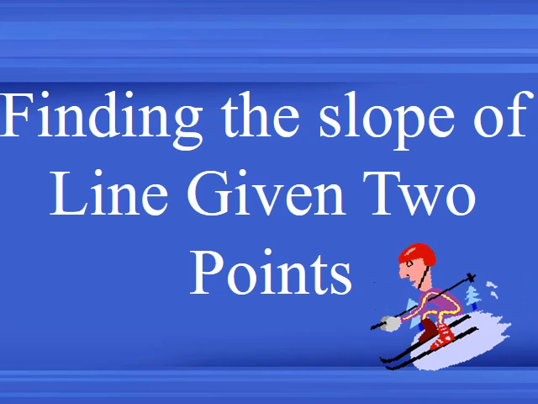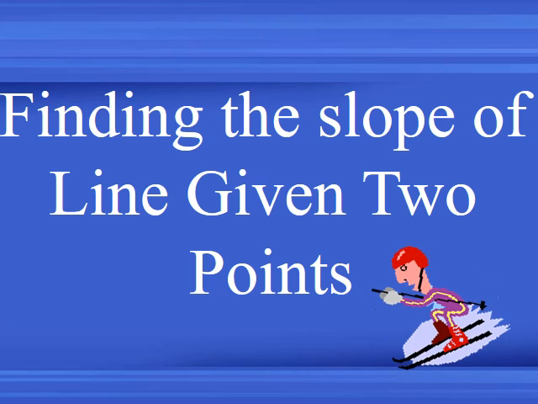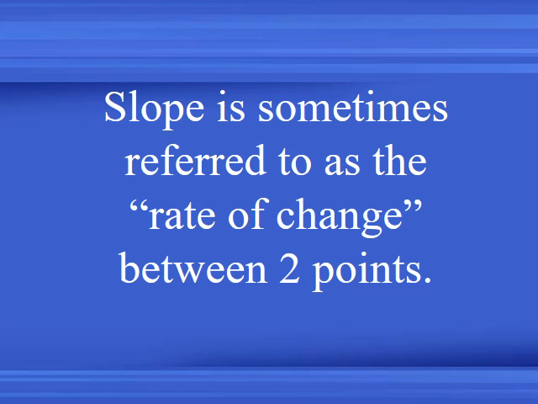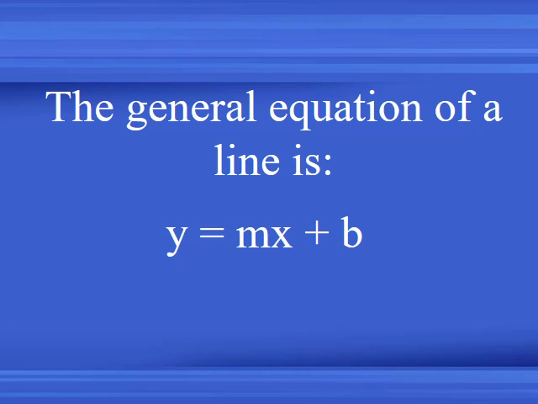In this video, we're going to find the slope of a line, given that that line runs through 2 points. Sometimes slope is referred to as the rate of change between 2 points. And here's our general equation, where m is our slope and b is our y-intercept.